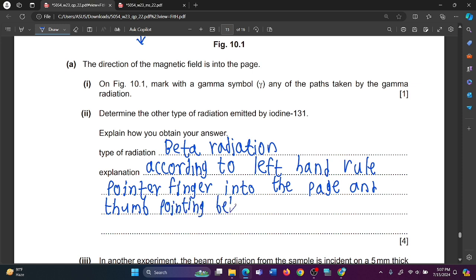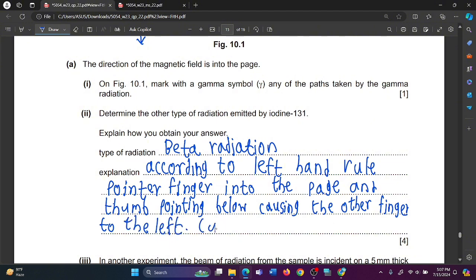Below, causing the other finger to the left. Thus, current, current direction is current moving towards the left. That's right, current moving towards the left.